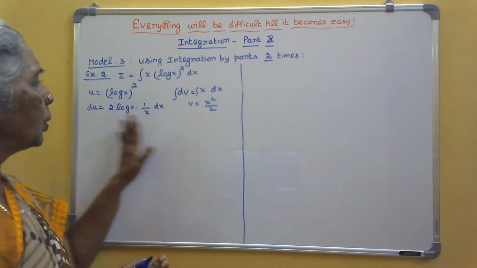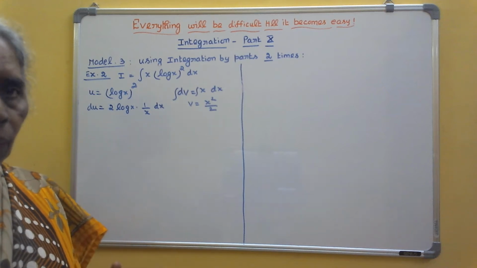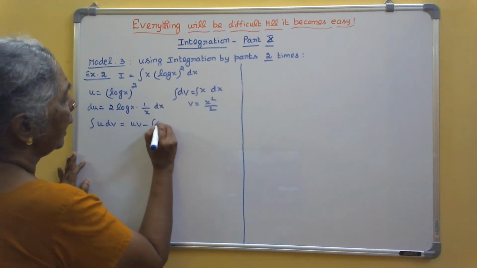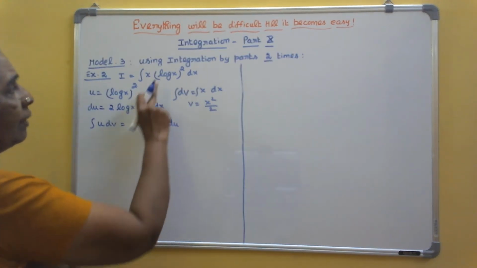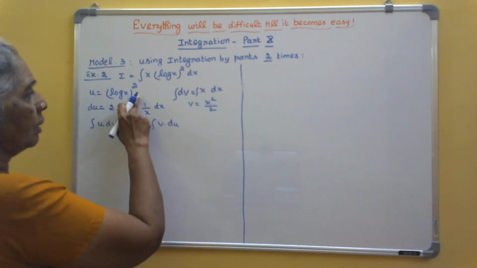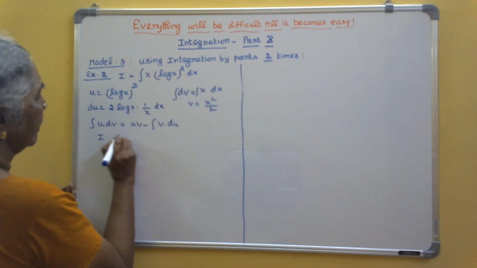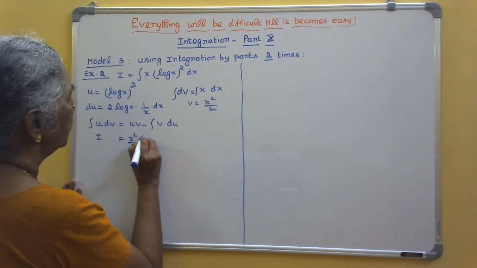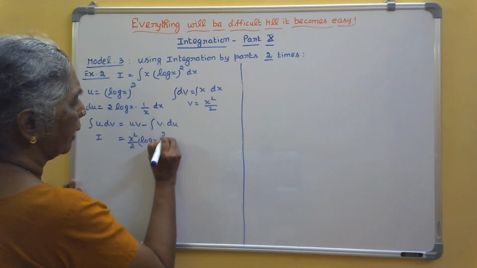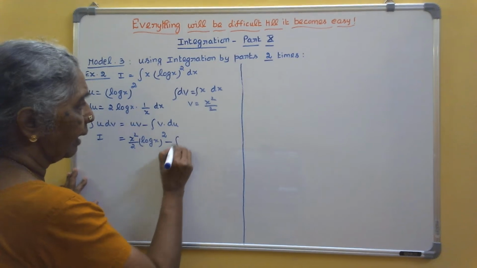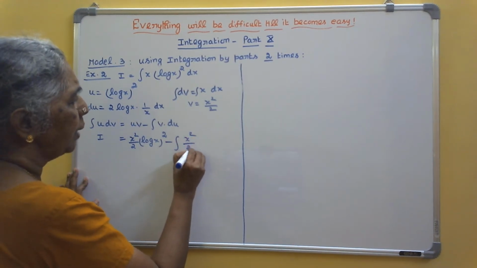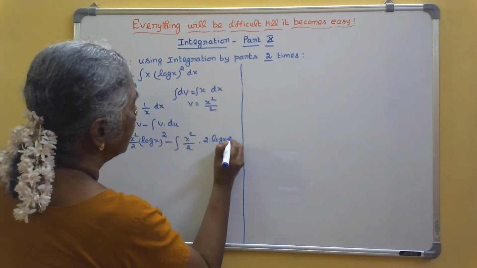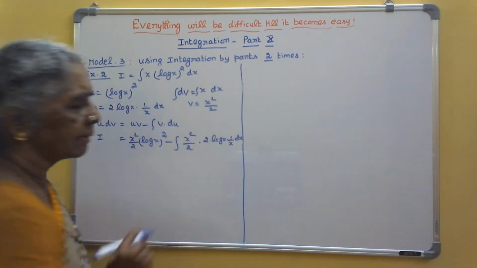So, we got the du, we got the v also. Write the formula. Integral u dv is equal to uv minus integral v du. Check whether you are getting the I now. Log x the whole square x dx, right? So, now I, that is equal to u into v. So, I will get x squared by 2, then log x the whole square, okay? Minus integral v. What is v? X squared by 2. Du is 2 into log x into 1 by x dx.